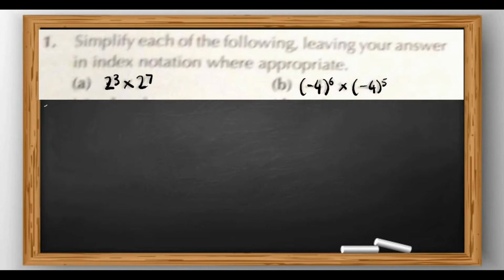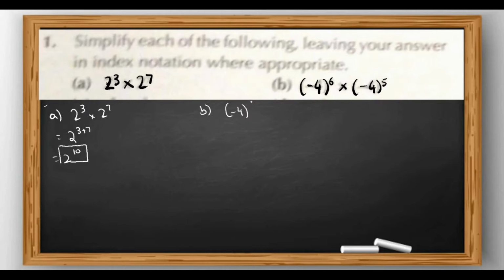Our question is: simplify each of the following, leaving your answer in index notation where appropriate. The first question is 2 raised to power 3 multiplied by 2 raised to power 7. I told you that whenever you have multiply, you apply law 1. According to law 1, you would add the powers. So 2 raised to power 3 plus 7. So your answer would be 2 raised to power 10. Remember, as the question says to write your answer in index notation form, this would be your final answer. Now, let's move on to part B.